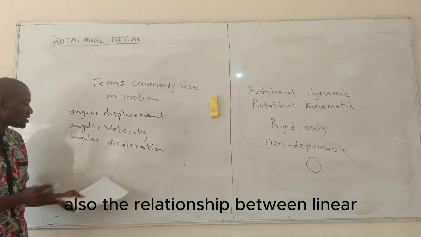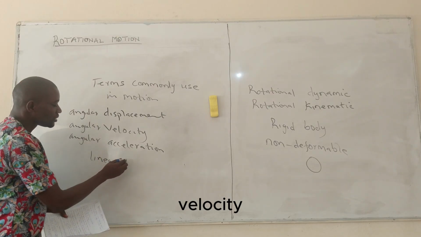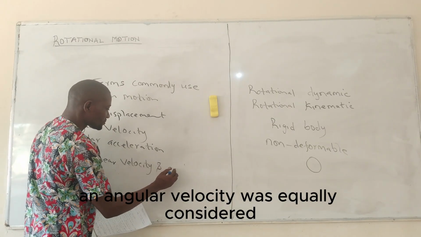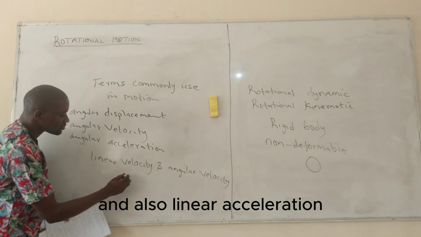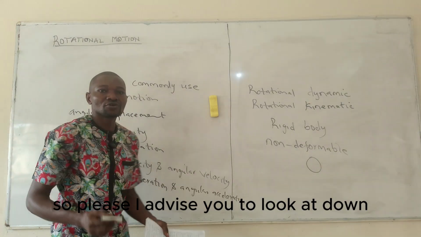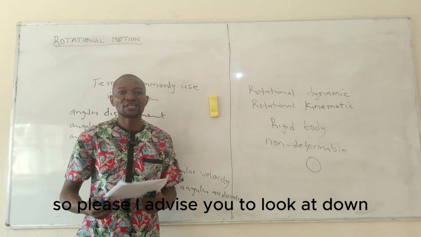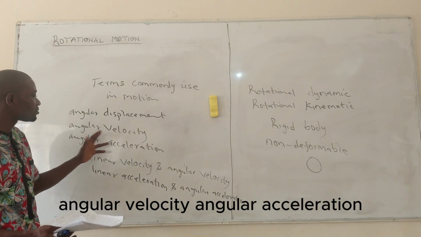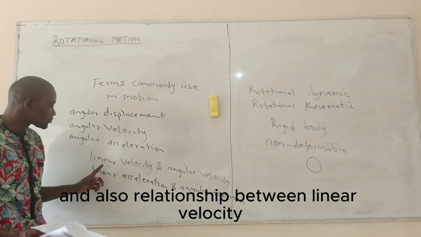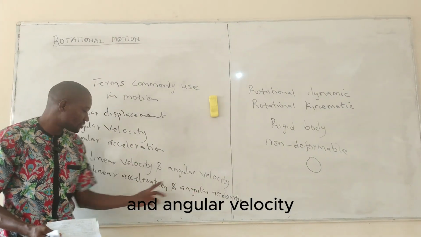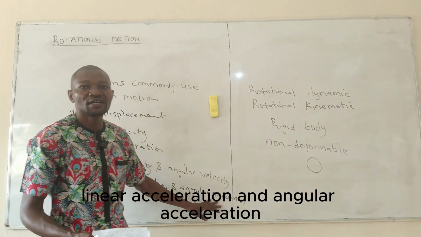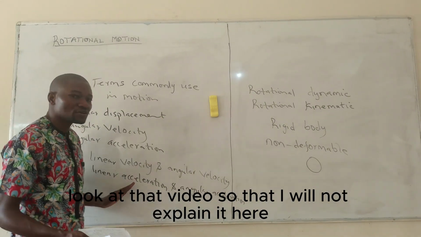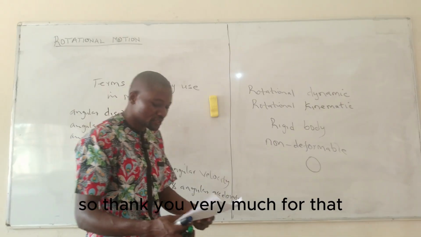Also, the relationship between linear velocity and angular velocity was equally considered, and also linear acceleration and angular acceleration. So please, I advise you to look at my video on circular motion for more understanding of angular displacement, angular velocity, angular acceleration, and the relationship between linear velocity and angular velocity, and linear acceleration and angular acceleration, so that I will not explain it here again. Thank you very much for that.